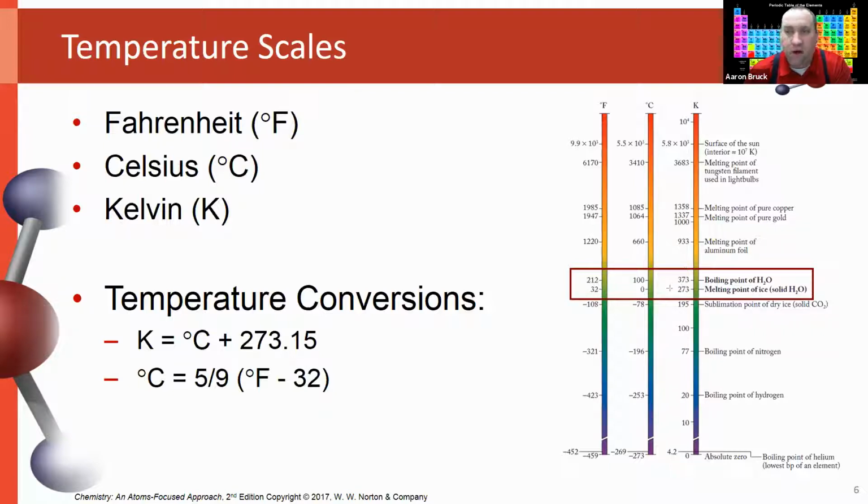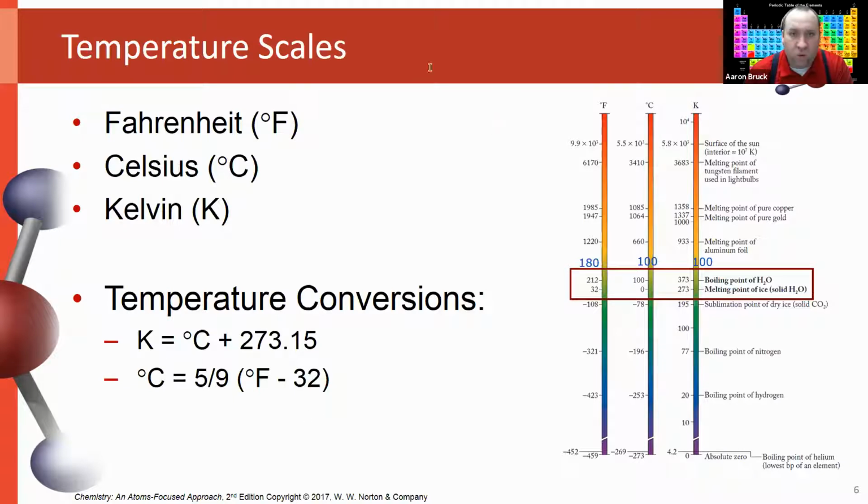On the Kelvin scale, they are 100 degrees apart. On the Celsius scale, they are 100 degrees apart. On the Fahrenheit scale, they are 180 degrees apart. So I've got a difference of 180 on the Fahrenheit scale, 100 on the Celsius scale, and 100 on the Kelvin scale. So really the only thing separating the Celsius scale from the Kelvin scale is that the Celsius scale seems to be shifted upward by 273 degrees.